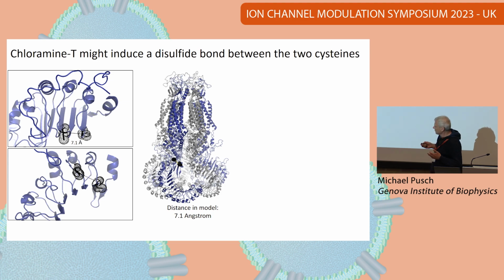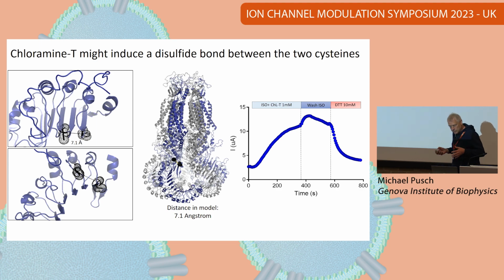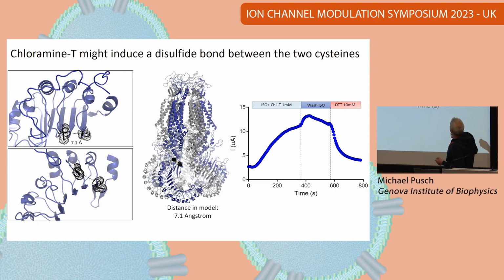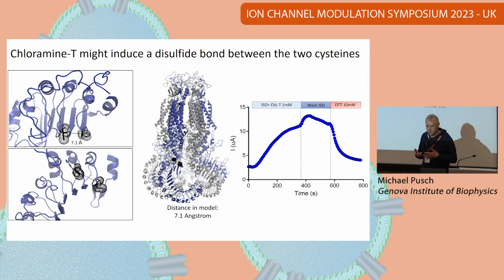If you look at the structure, there is no structure of 8E, but if you map these residues, they are relatively close to each other in the first part of the LRR domain. We speculate that oxidation could lead to the formation of a disulfide bridge, and indeed this activation is reversible by DTT, which is some indication that there is formation of a disulfide bridge.